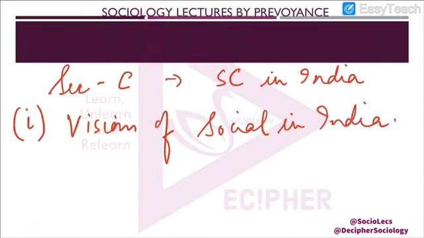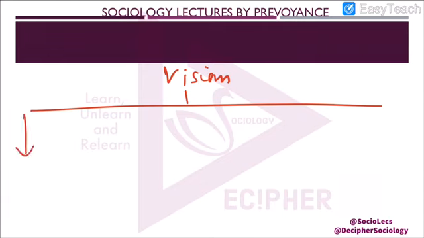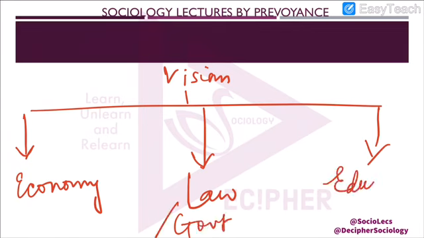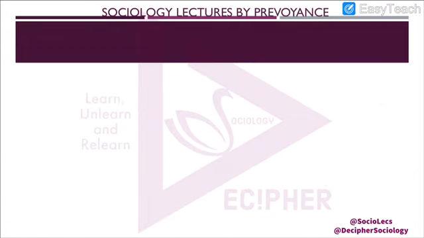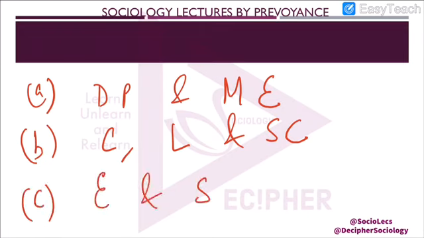Now it is divided into three parts, A, B and C. When you look at this classification, you will find that the vision for any country, any nation, any community stands on three pillars. First one is economy, second one is law or government, and third one is education. If you look at the syllabus, the first part is idea of development planning and mixed economy. Second is constitution, law and social change, and third is education and social change.